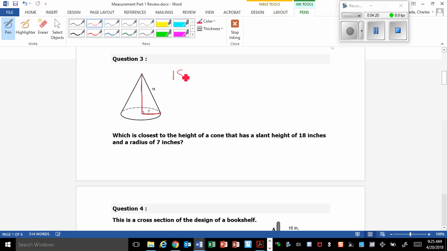So I'm going to get 18 squared minus 7 squared. You're going to get 18 squared minus 7 squared equals 275. And then we're going to hit your square root button, and we're going to get 16.58. Okay? 16.58, or 16.6 is fine if you just round it. Probably on the test we're going to round, but I'll let you know.